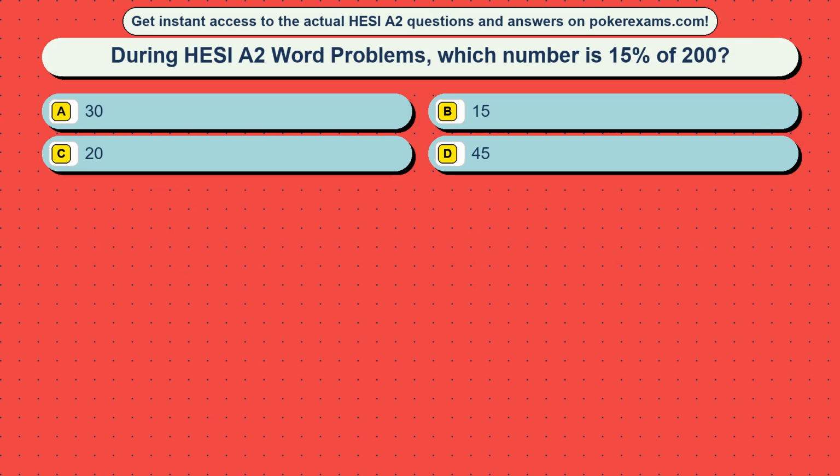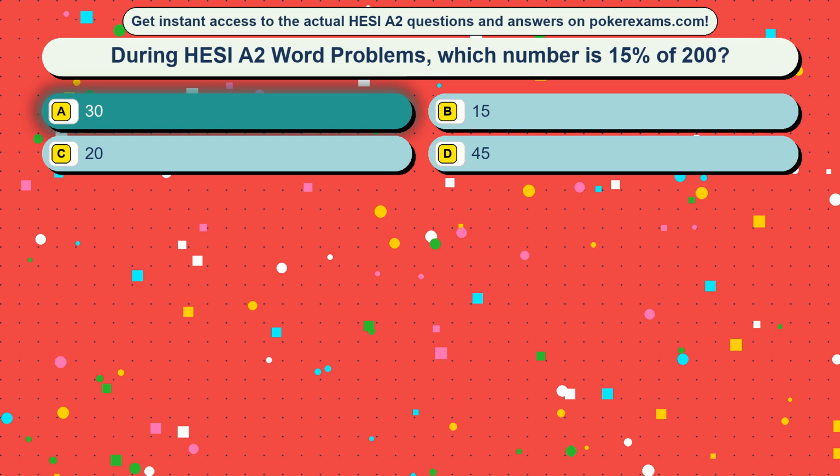Question 41. During HESI A2 Word Problems, which number is 15% of 200? Option A, 30. Option B, 15. Option C, 20. Option D, 45. The correct answer is option A, 30.